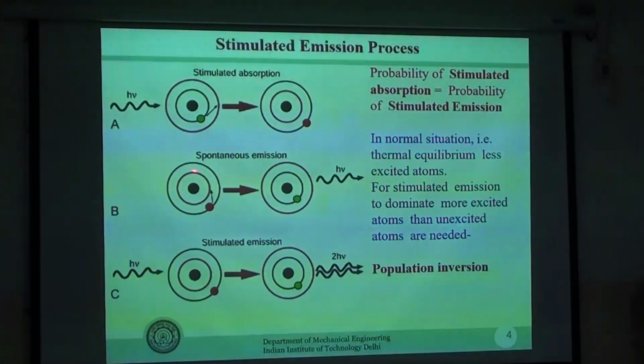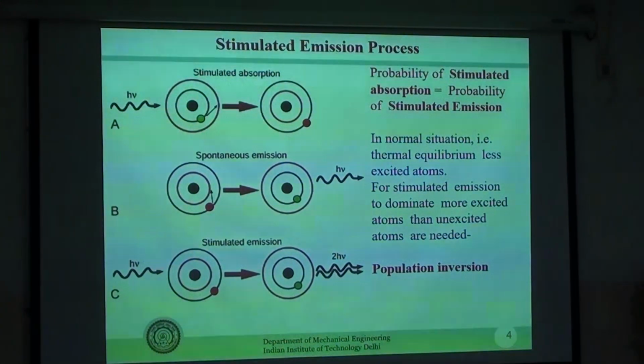Now the second option could be an electron moving in its outer shell, and what happens? This electron tries to come down to the lower energy state. In this process, this energy difference is released as a photon. It is called spontaneous emission. So absorption is here, spontaneous emission is here.